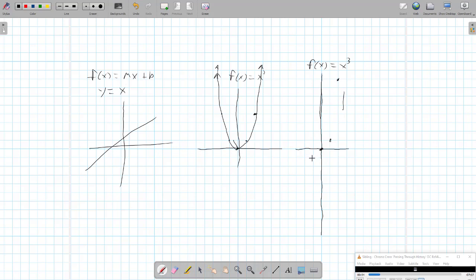Negative 1 cubed is negative 1. Negative 2 cubed is negative 8, which I believe is right here. 1, 2, 3, 4, 5, 6, 7, 8. Alright. So this goes down like... Oh, that's too steep. My hand is just wanting to curve too much. That's steeper than that. There we go.